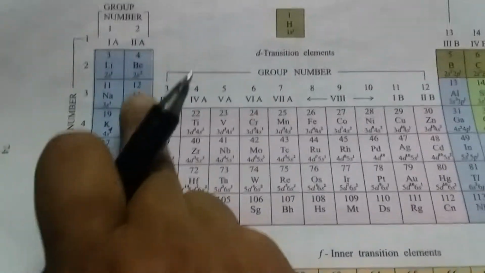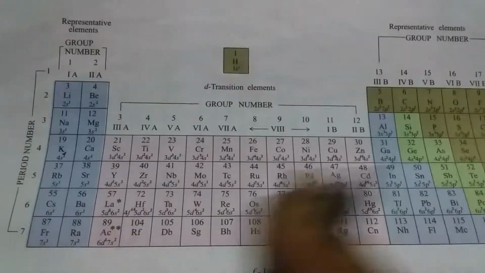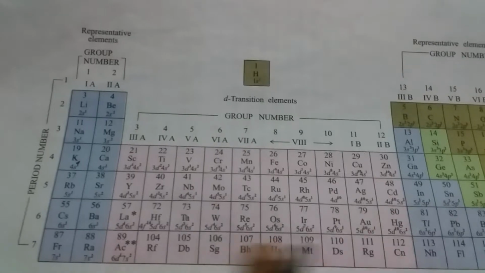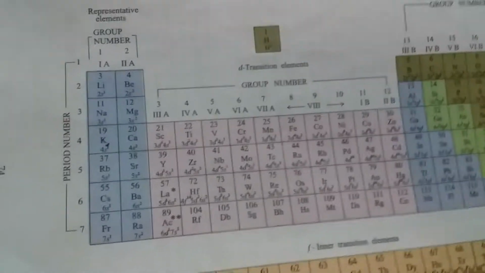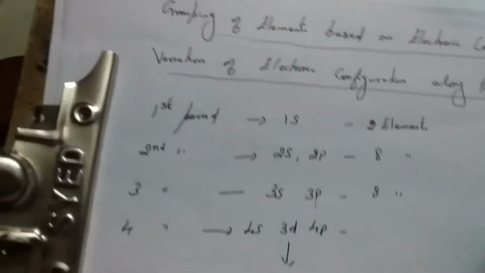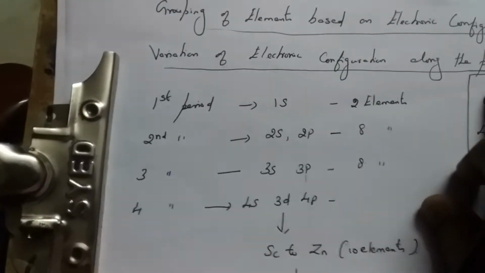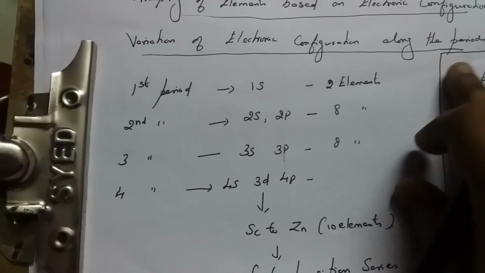Similarly, we have 7 periods, the 7 horizontal rows. The 7 rows are called periods, and 18 vertical columns are present in the periodic table. They are called groups. We already know this. Now we are going to see how the electronic configuration varies along the periods.